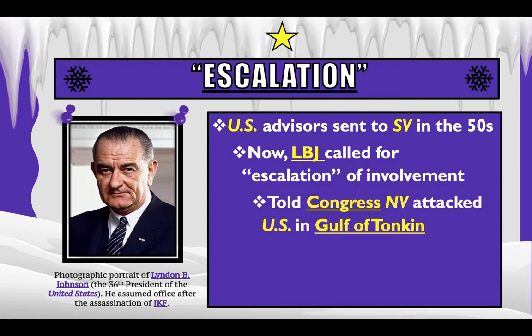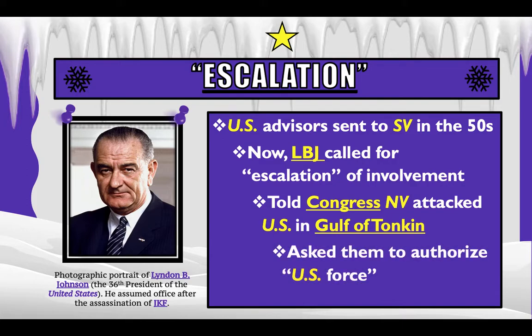He also tells Congress that the North Vietnamese directly attacked the United States in the Gulf of Tonkin, and basically that would be an act of war, and the U.S. should be able to respond accordingly. So he asks them to utilize U.S. force, which they largely do.